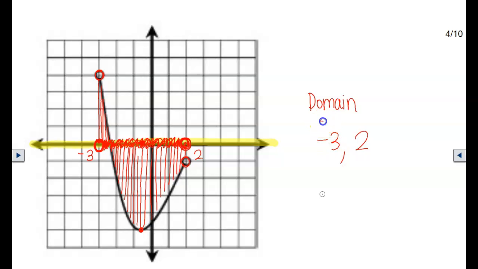And this time, -3 would get parentheses because there was an open circle at -3, saying x can't actually be -3. And then the same thing over here, that +2 would get parentheses because there was an open circle at +2. But notice that finding the domain involves taking the points that are on the graph and tracing them back to the x-axis so you can see what x values they are actually using.